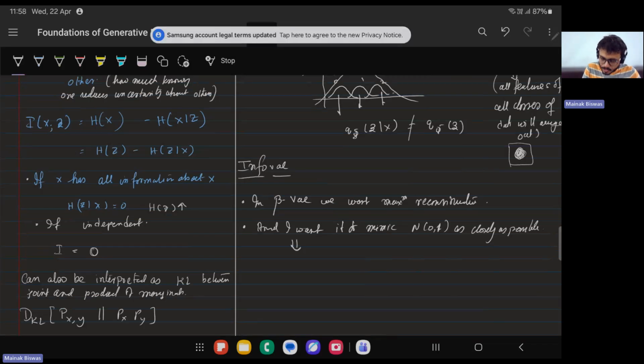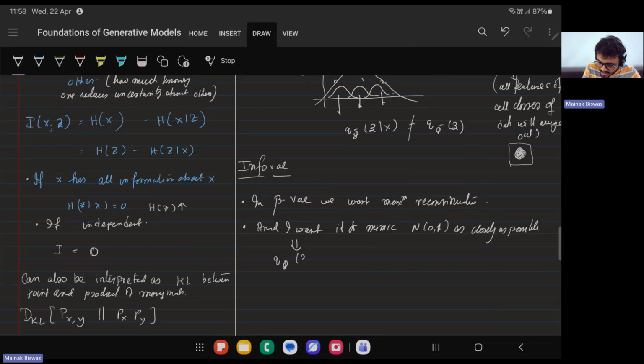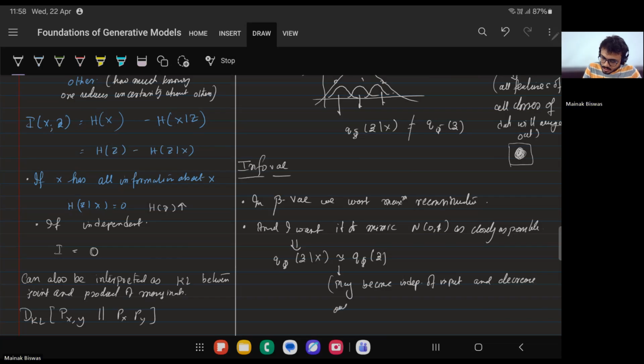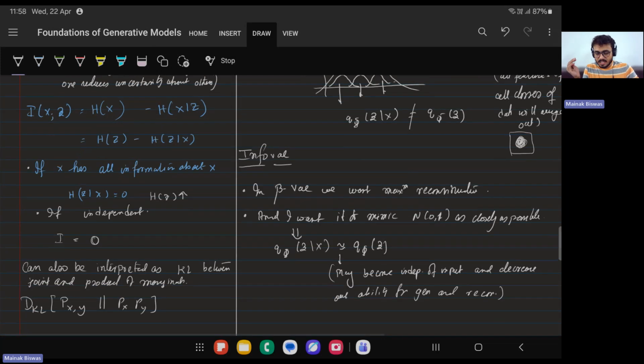Here is where this problem arises: q phi of z almost becomes independent of the input, and this decreases our ability for generation and reconstruction. So of these two problems, the second problem is what influences the info-VAE to come in.